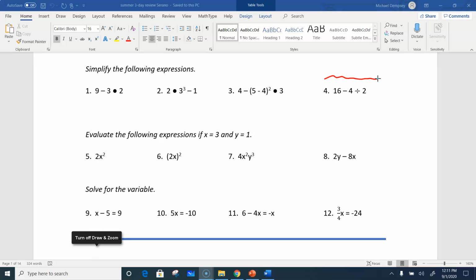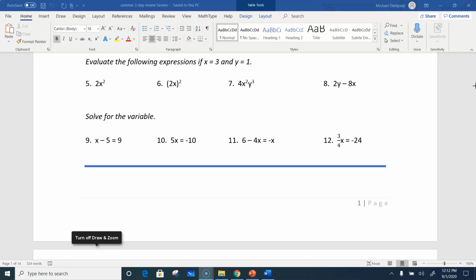Okay, so let's check and see how we did with this one. We have 16 minus 4 divided by 2. So the very first thing you should have done is divide the 4 by the 2. So we have 16 minus 2. 4 divided by 2 is 2. So if you did this correctly, you should have come up with 14 as your answer.